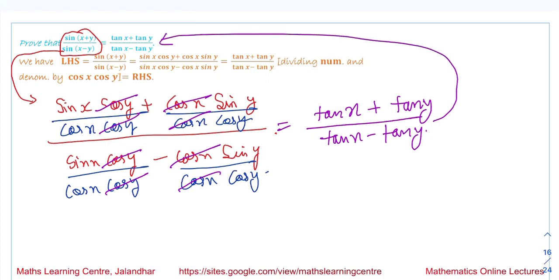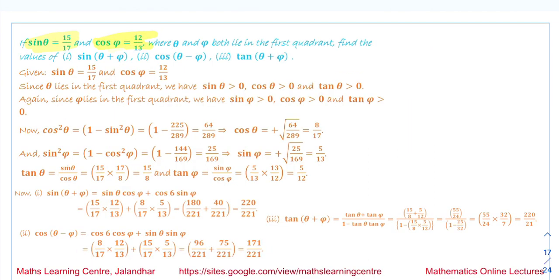Next, given that sine of theta is equal to 15 by 17, cos of phi is equal to 12 by 13, we have to find the value of sine of theta plus phi. It is given that sine theta is equal to 15 by 17, and the angle lies in the first quadrant, so all trigonometric ratios are positive.